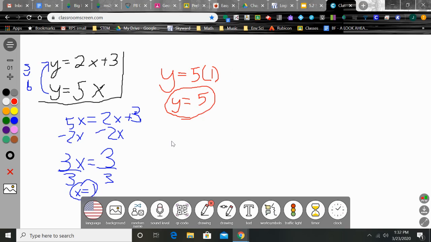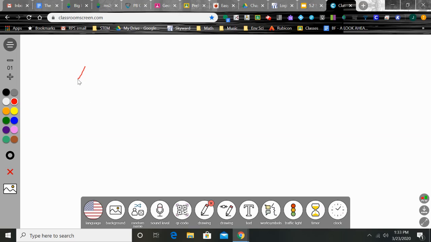Now if I had to plug that into this one, let's see if it's true. Does 5 equal 2 times 1 plus 3, right? 5 is y, we said. X is 1, so 2 times 1 plus 3. So does 5 equal 2 plus 3? Obviously, you learned that in probably first grade. That 2 plus 3 does equal 5. Okay, let's try one more, and then you're going to do it on your own.